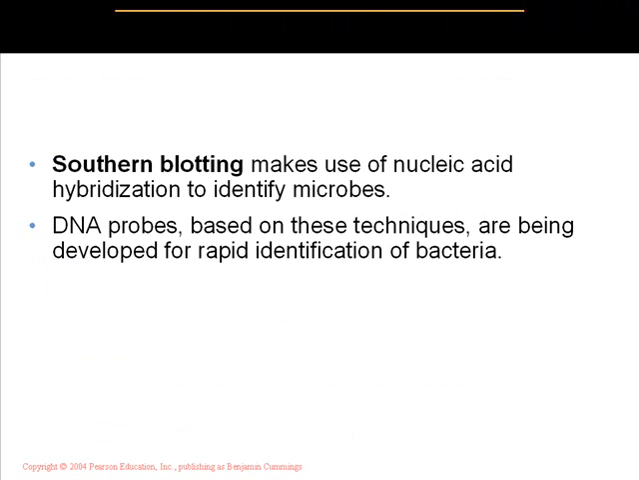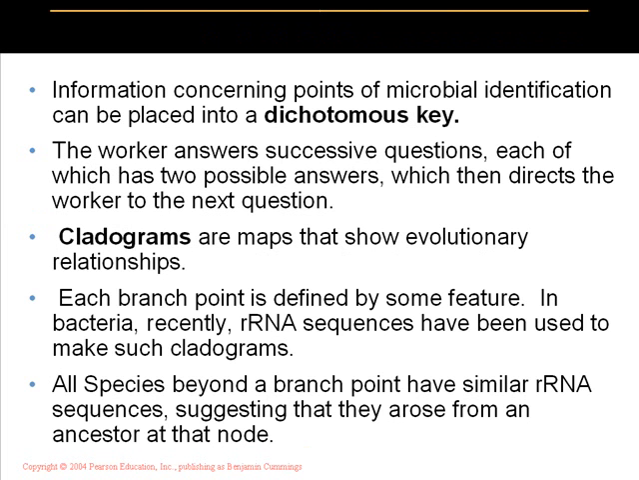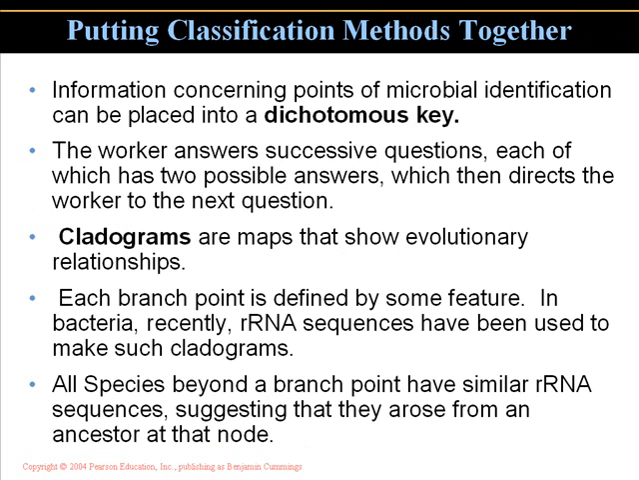There's another technique referred to as Southern blotting. Again, we're identifying particular microorganisms. Southern blotting makes use of the nucleic acid from hybridization to identify particular microbes. DNA probes are used in this technique, being developed to help rapidly identify particular bacteria. This is used commonly in laboratory studies as well.